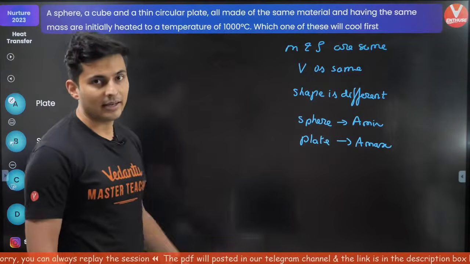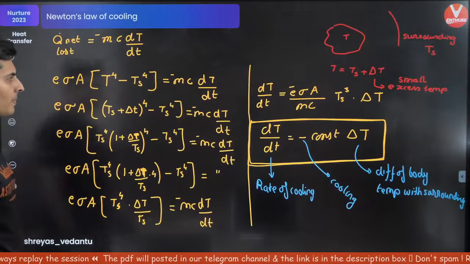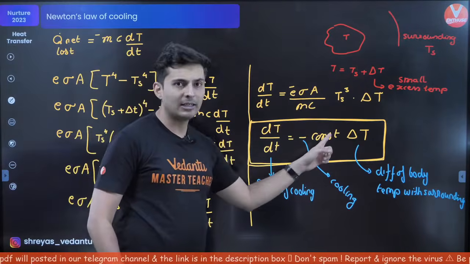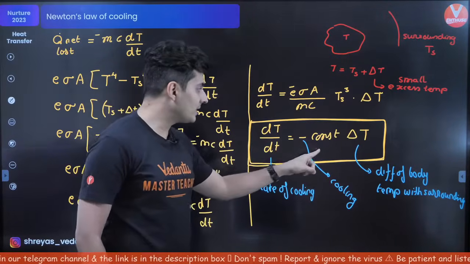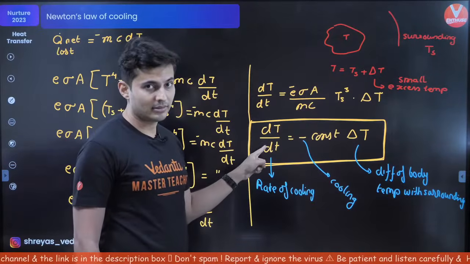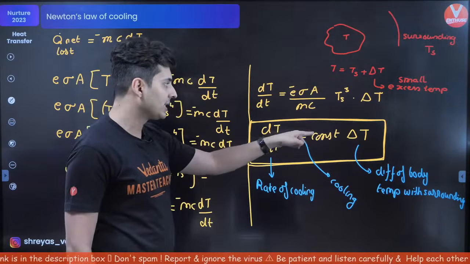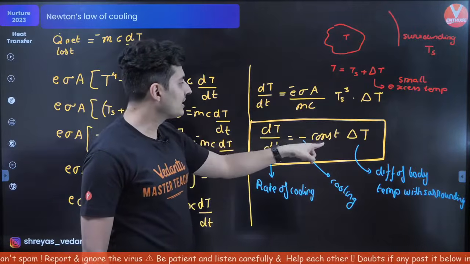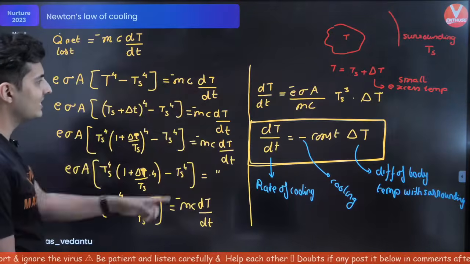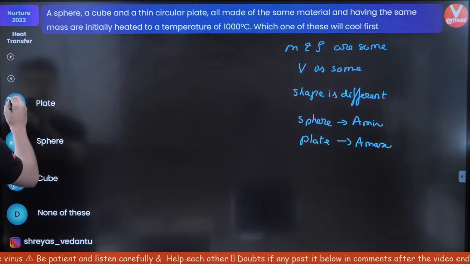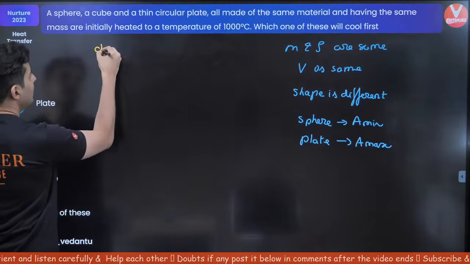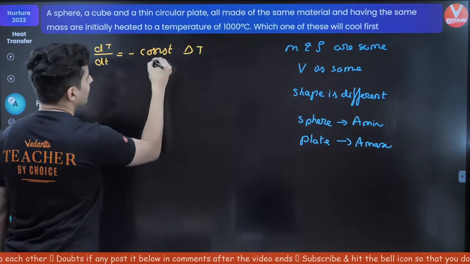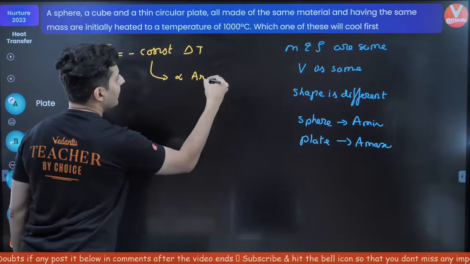Now why am I talking about area is because if you go back to the derivation, you will see this constant. You will see this is rate of cooling. Rate of cooling is negative constant into delta T. Apart from delta T, this constant decides how quickly the rate of cooling is. And do you see this constant has e sigma A upon m c Ts cubed? This constant has area in the top. That means when I write the equation of dT by dt, which is minus constant into delta T, this constant is directly proportional to the area.